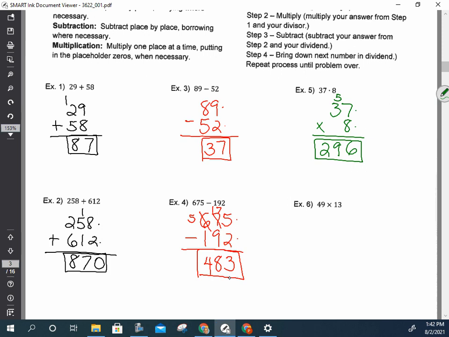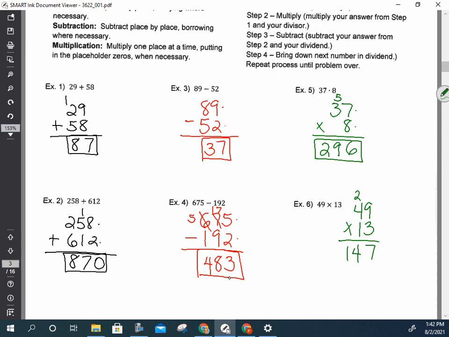Do another example of multiplying. 49 times 13. So since they're both two-digit numbers, it doesn't really matter which one goes on top. So 9 times 3 is 27. Bring down the 7, carry the 2. 3 times 4 is 12. Plus 2, 14.